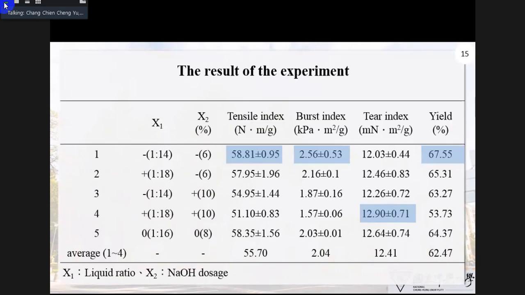This is the result of the experiment. According to this table, we can know the liquid ratio of 1 to 14 and sodium hydroxide dosage of 6% had the highest tensile index, burst index, and yield. And the optimal condition of tear index was at the liquid ratio of 1 to 18 and sodium hydroxide dosage of 10%.